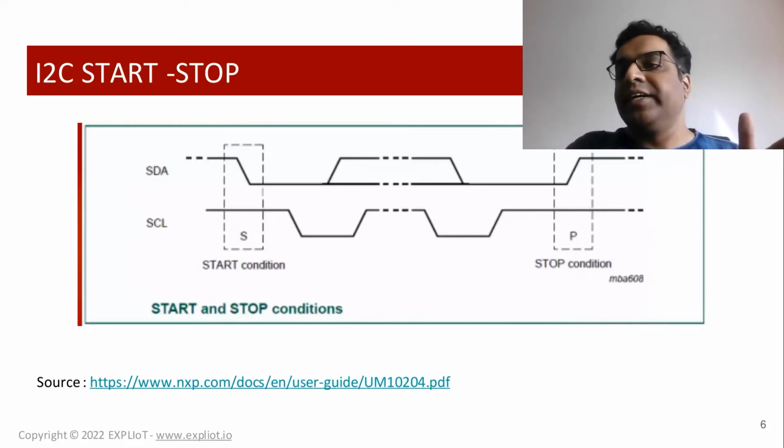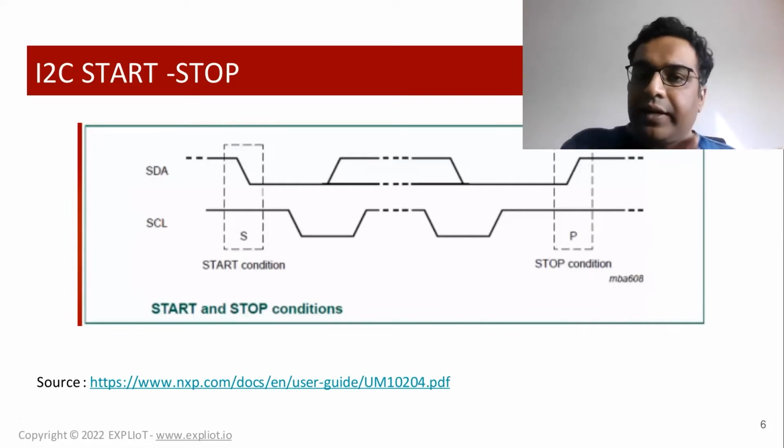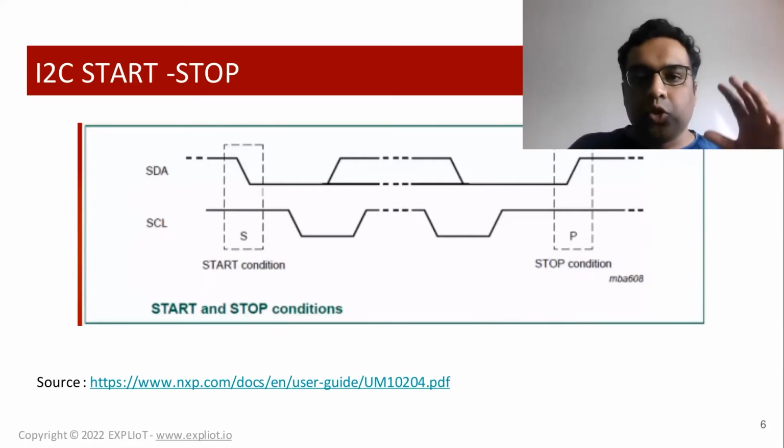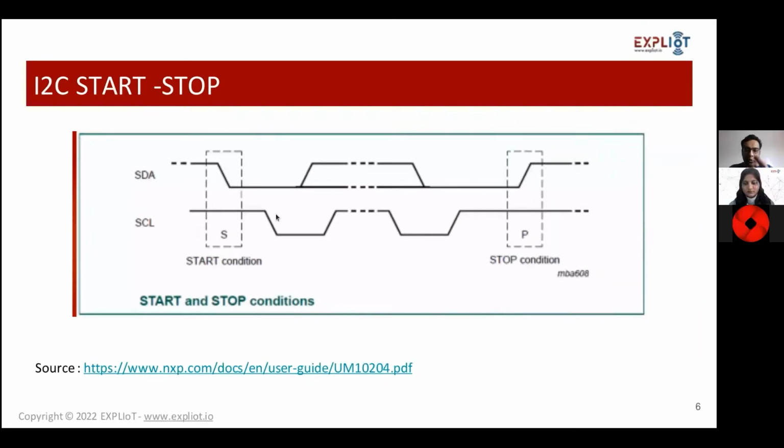Otherwise it will be misinterpreted: when I pull that particular clock low, it will be considered the transfer of data. So what happens is we first pull the SDA line low and then SCL low, and then it becomes the start of the communication. We'll see that in a moment.